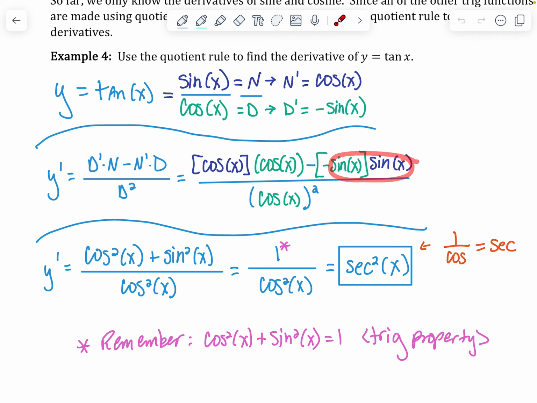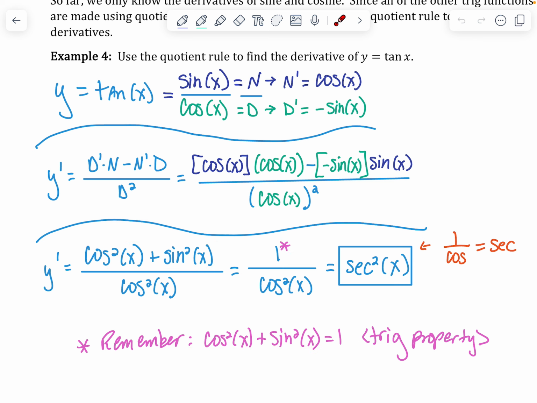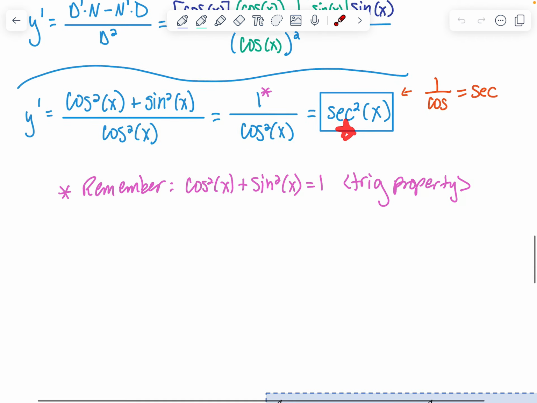I have a sine times a sine, which is sine squared, and because I have a negative times a negative, I have plus 1. Hopefully you remember the cosine squared plus the sine squared is just 1. So this numerator simplified to be 1, and now I've got this denominator squared. But if you remember by definition, 1 over the cosine of x is the secant of x. So that means 1 over the cosine squared is the secant squared.